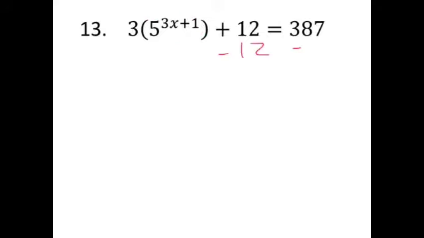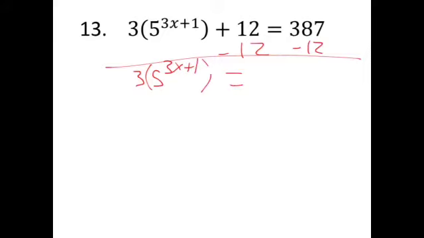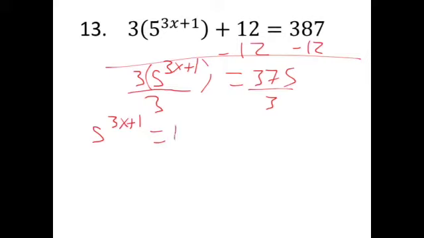Subtract 12 on both sides. Now we're looking at 3 times 5 to the 3x plus 1 power equals, well, shoot, 387 minus 12. It's going to give me 375. Now just divide both sides by 3. You're looking at 5 to the 3x plus 1 power equals 125. And 125 is the same thing as 5 to the 3rd power.